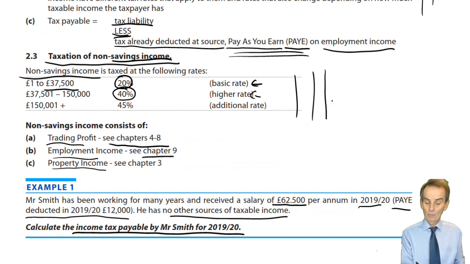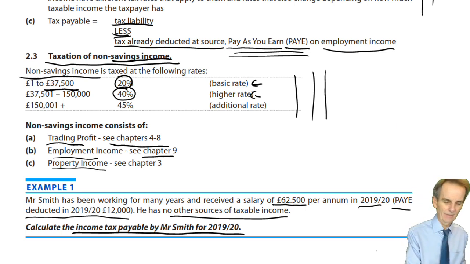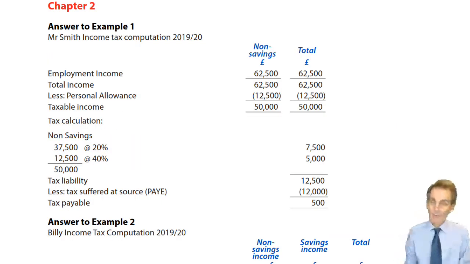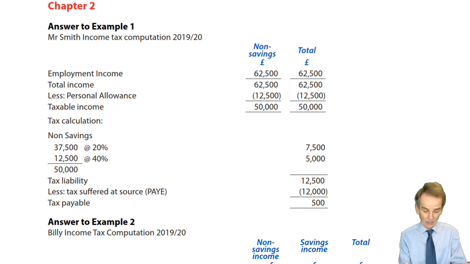Okay, pause now while you do that, and then we'll come back, look at the answer together and move on to rather more interesting examples. Well, hopefully there were no surprises for you there, where as you see the answer as shown. Now I've done the proper columnar format here for the only analysis column that is required, non-savings. Obviously, if you get a section C question, you're going to do the full pro forma.